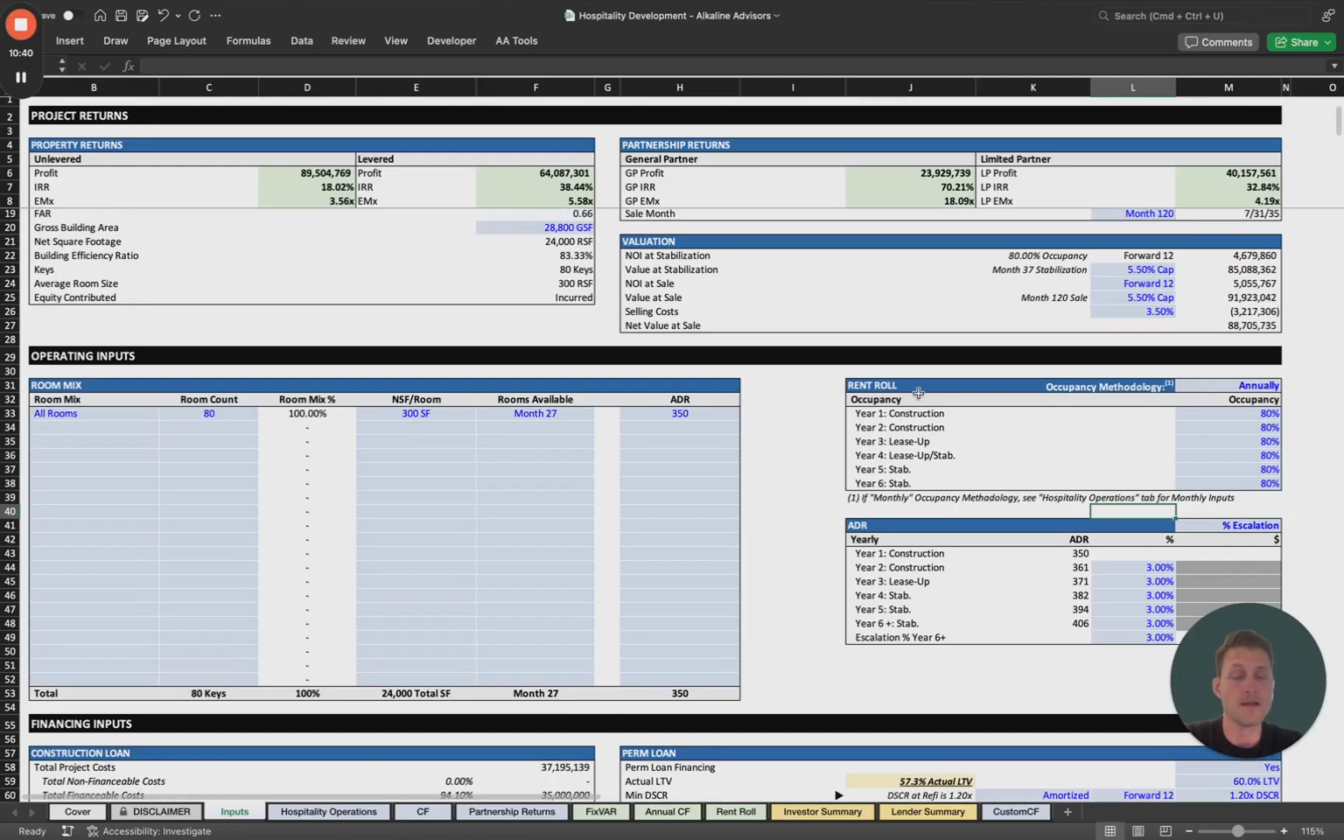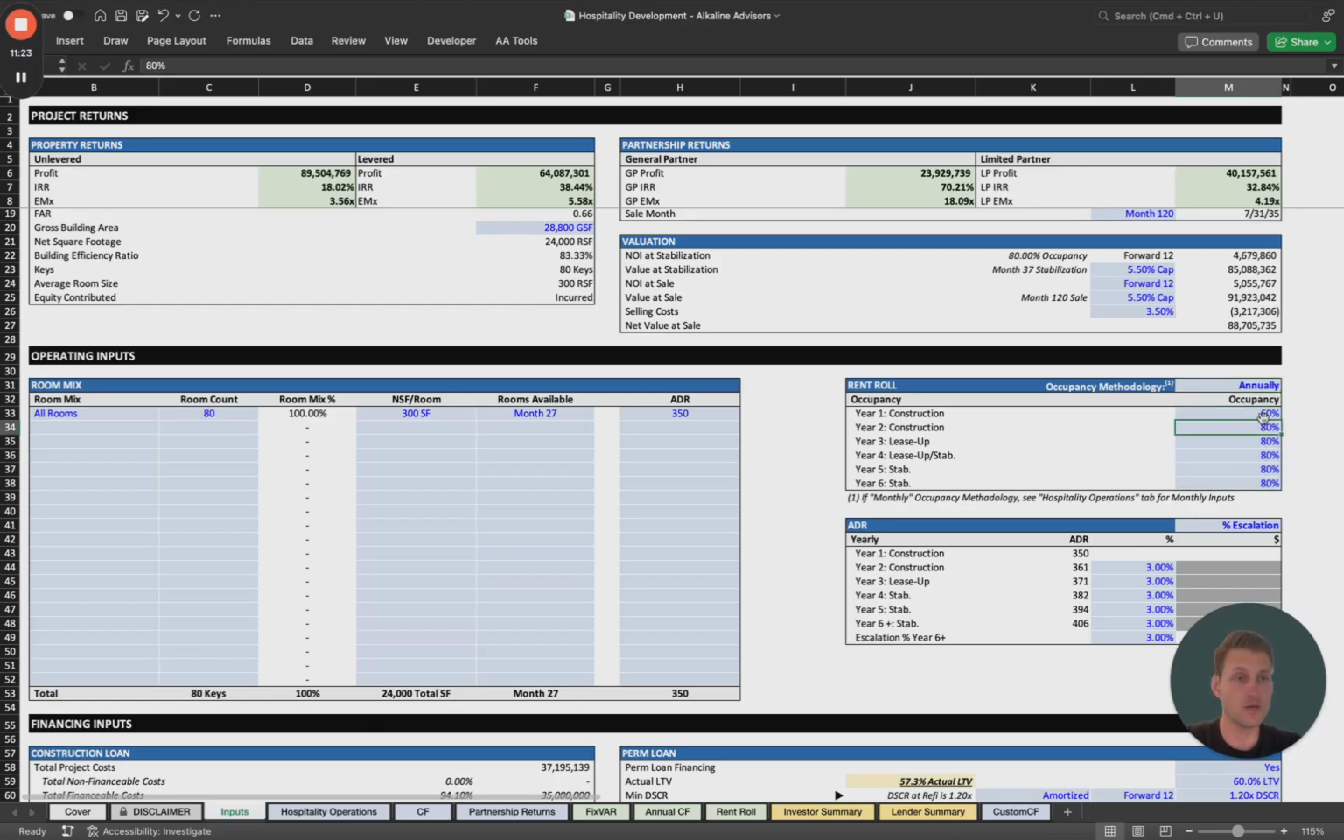Perfect. Next, we'll talk about the rent roll occupancy methodology. So I briefly spoke on this before, but we essentially have 3 ways of determining occupancy throughout the duration of the hold period. The first is static. If you select static, there will be 1 input for occupancy for the entire hold period of the asset. So here, static, you plug in that occupancy percentage. If I want 60, it'll be 60 throughout the life of the hold. The next is annually. If we choose annually, we have a different occupancy percent for each year.